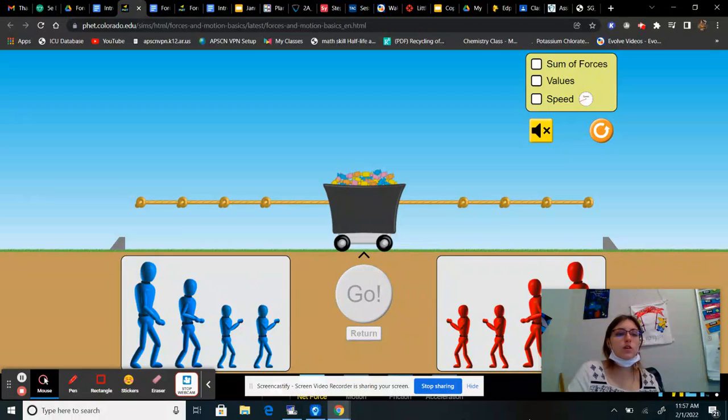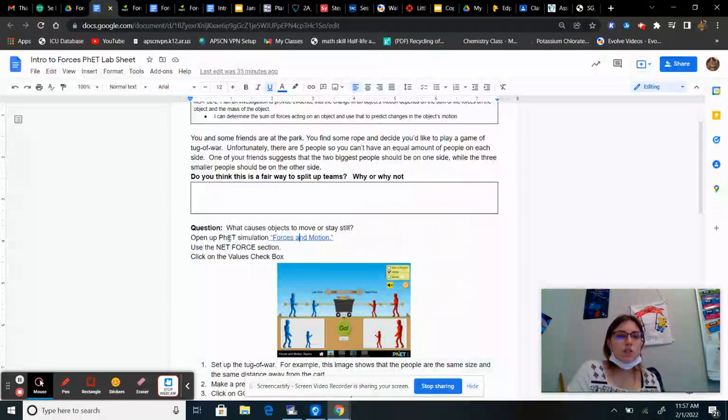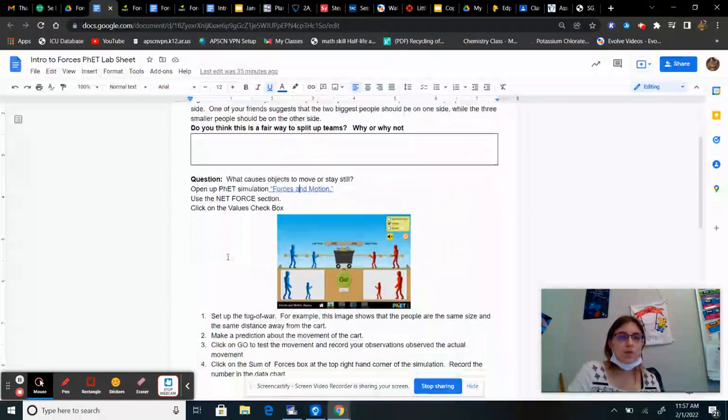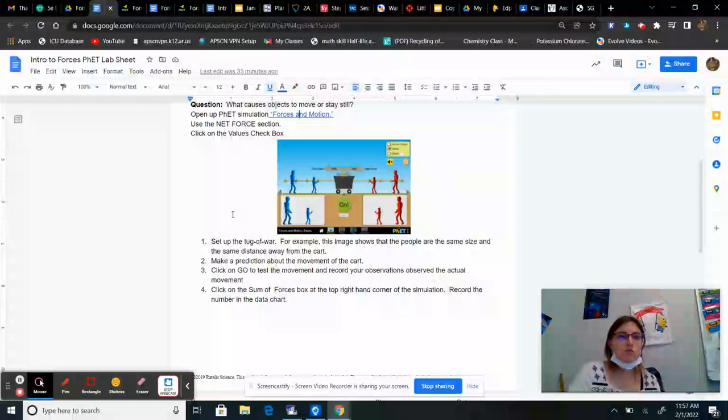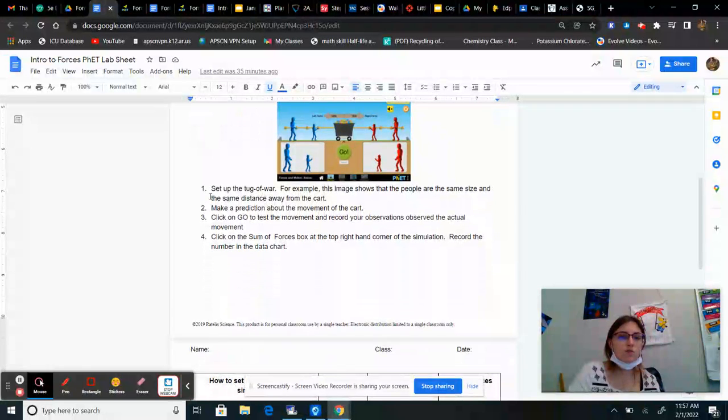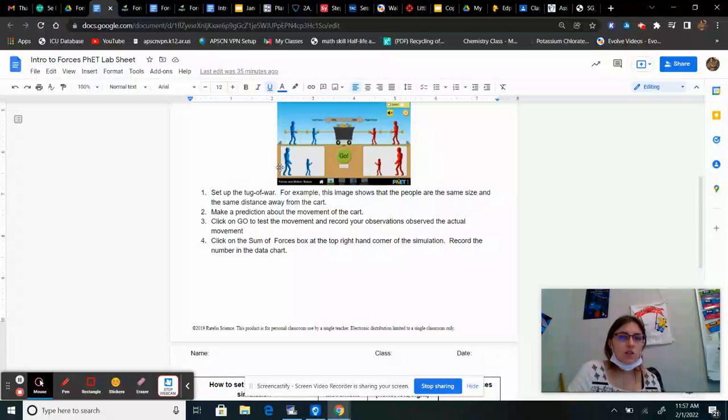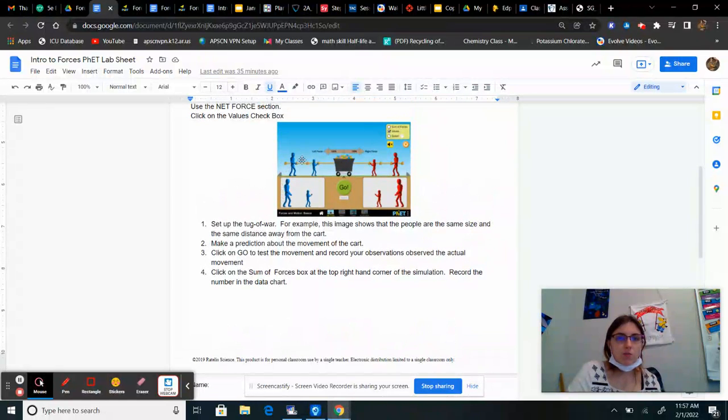So here we are. We have everything set up. We have sum of forces, which is our net force, values, which are numbers, and our speed. So we went ahead and checked all of our boxes. Let's see what we need to do. All right, we've selected our net force and our values, so that's perfect. Let's go ahead and split up exactly what we see here.